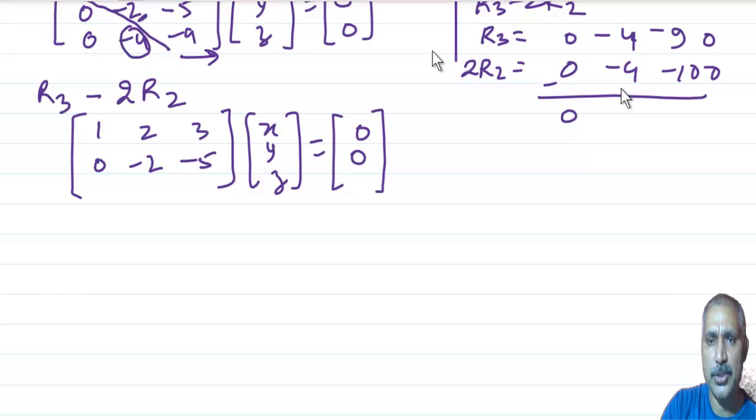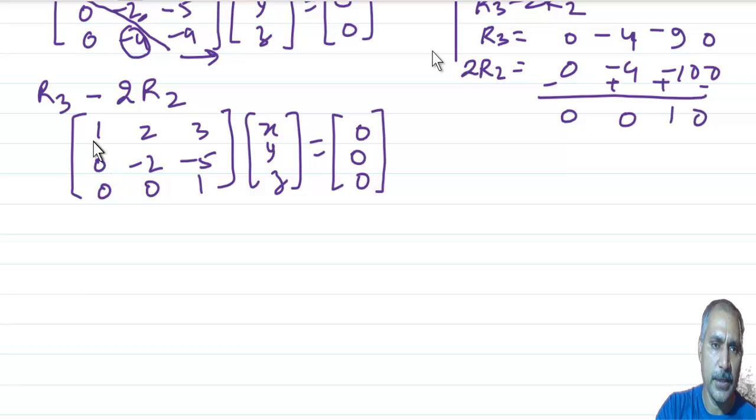0 minus 0 is 0. This sign will change here. So it will be plus 4 minus 4, which will become 0. Minus 9 plus 10 is 1, and this will be 0. So we have got 0, 0, 1 and 0. Now if we look at this one, below the diagonal, all the elements are 0. That means this is in the echelon form.